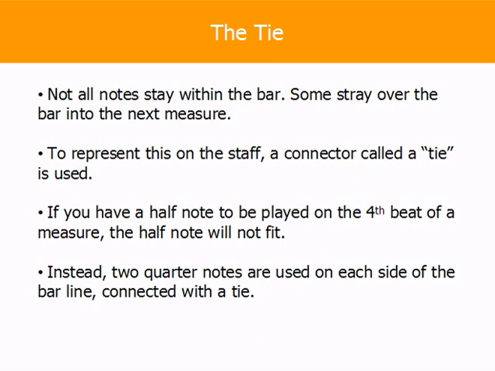Not all notes stay within the bar. Some stray over the bar into the next measure. That's what I was talking about at the beginning, the tie. To represent this on the staff, a connector called a tie is used. If you have a half note to be played on the fourth beat of a measure, the half note will not fit, because we're talking about the fourth beat of a 4/4 measure, and the fourth beat, being a quarter note, will only fit one quarter note. So we want to tie it over to the next measure to make it a half note.